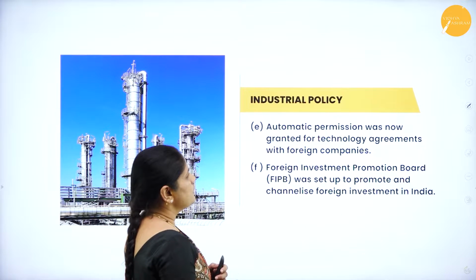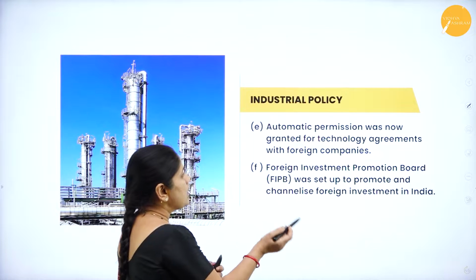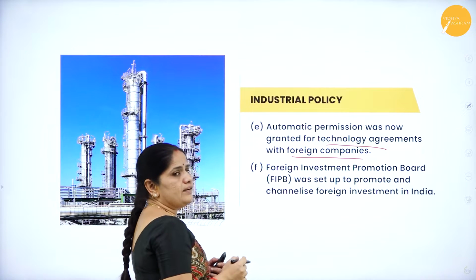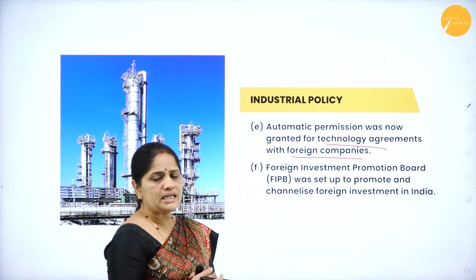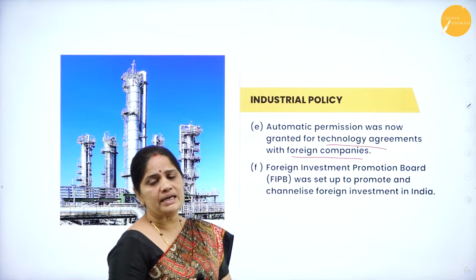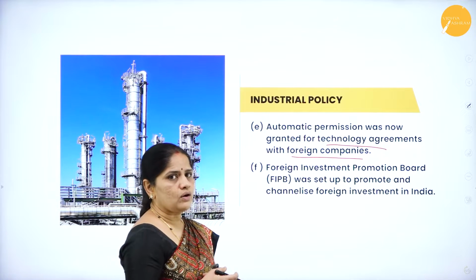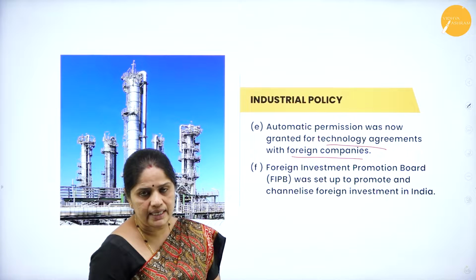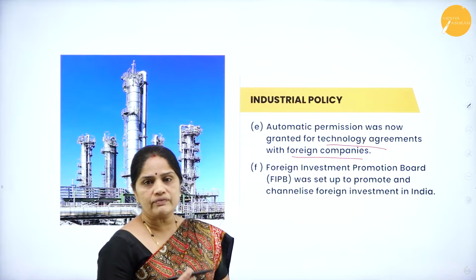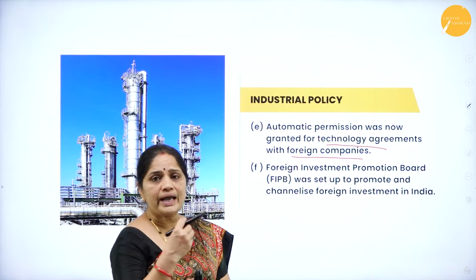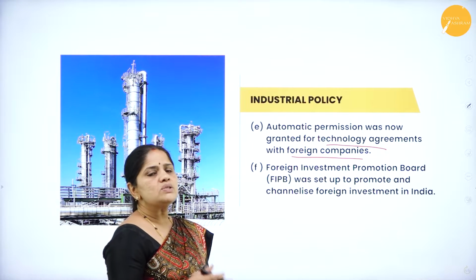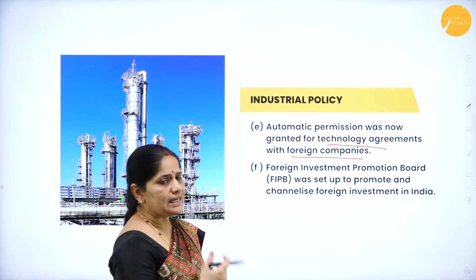Then the next feature of the policy was that automatic permission was now granted for technology agreements with foreign companies. Before the 1991 industrial reform, any business person who wanted a technological agreement had to take permission from the Indian government. Because of these reforms, automatic permission was now granted. So whoever wanted to make use of technology from abroad could enter into an agreement with anybody abroad. This was a major change in the industrial policy.